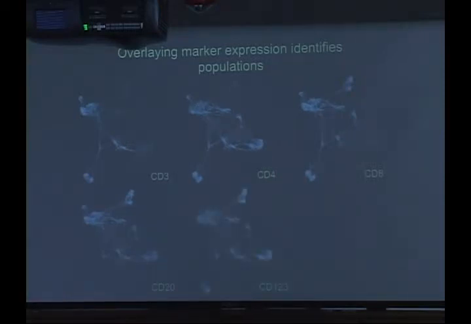CD11c and CD123 show you that these are your pDCs. It's very hard to see, but there are actually two close blobs in the B cells, and the expression of CD123 tells you that these are the early B cells and these are the mature B cells. This is exactly what you would do with a SPADE tree, but now you're projecting the information on this graph. And CD11b tells you that these are the monocytes.